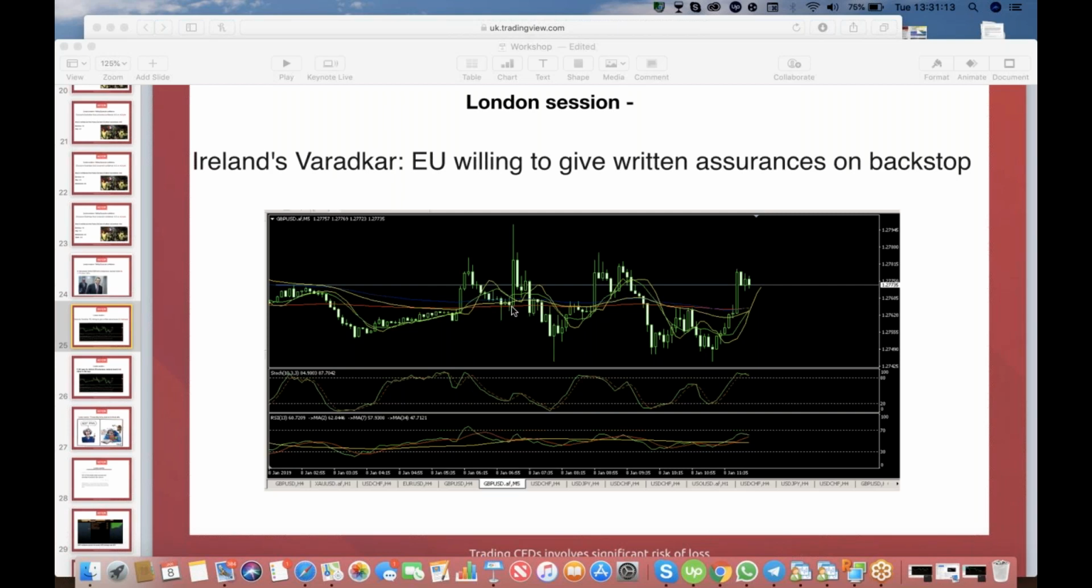So the initial reaction was a quick buy in the pound, but that doesn't change anything. Because, and the best way to understand this, it's a bit like, imagine a man and a woman, okay? They come together, and the man says to the woman, I would like to marry you. And I want us to live together and share our lives together.